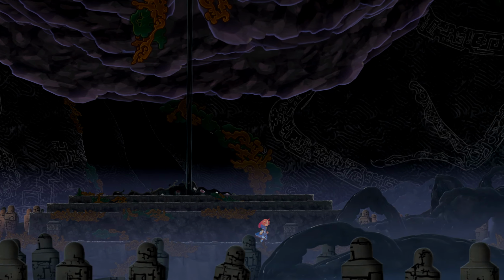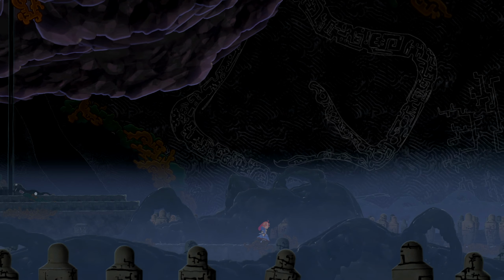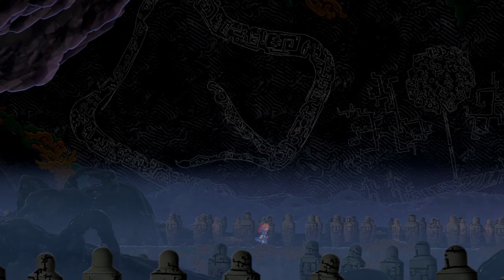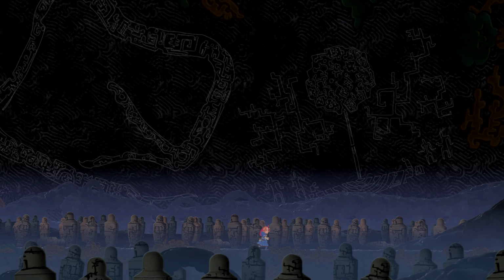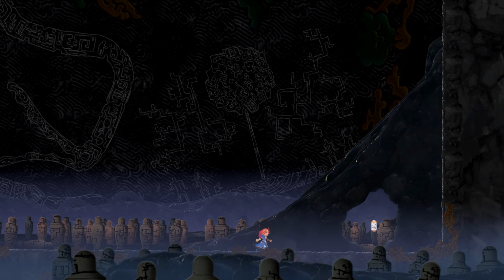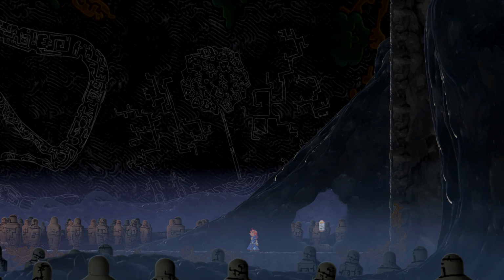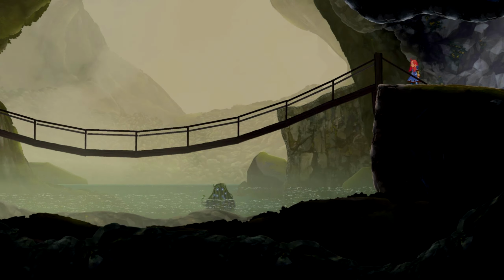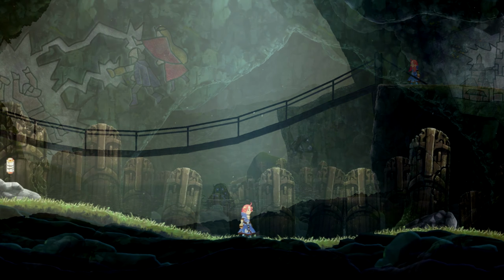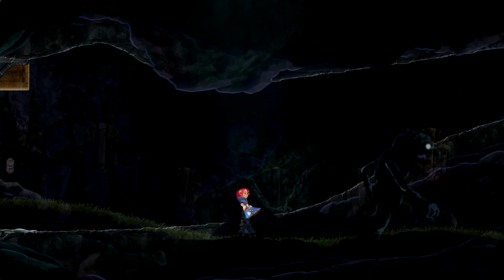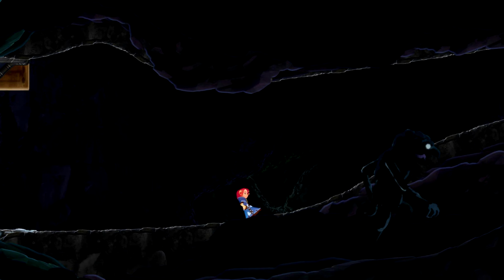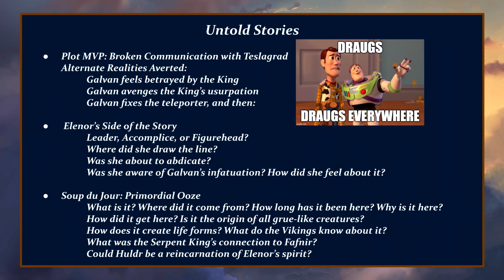At the end of this catacomb, a very long serpent-like creature is depicted, which suggests Fafnir also originated here. And for the Serpent King to gain his title, he must have had some sort of personal connection with Fafnir. In a couple of other places in the game, we can see other grue-like creatures which seemingly also arose from this goop. Why is it here? What is it really? Where did it come from? What knowledge do the Vikings have of it that Galvan refused to hear?